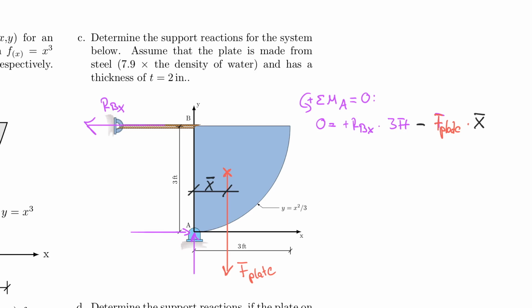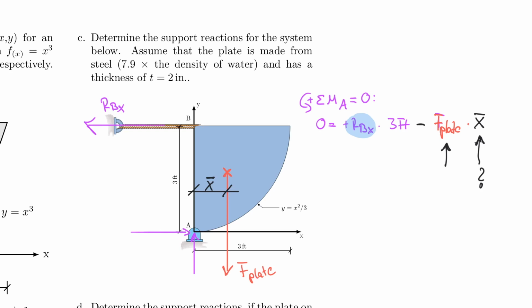And now you can solve technically for RBY, right? So you could solve for this value. And what you need to know, or the one thing that you at this point in the class do not know yet, is actually what is the weight of the plate, although you probably could calculate that yourself if you know the area. But what's brand new here is how do you get this value? So this is really the focus of today's lecture. How do I get X bar?